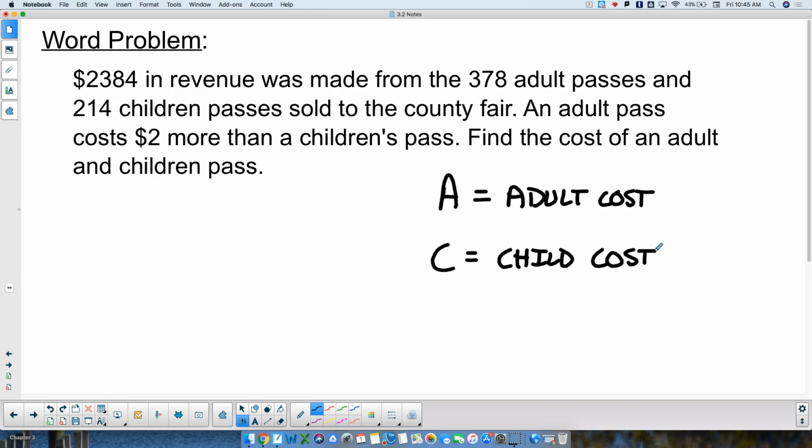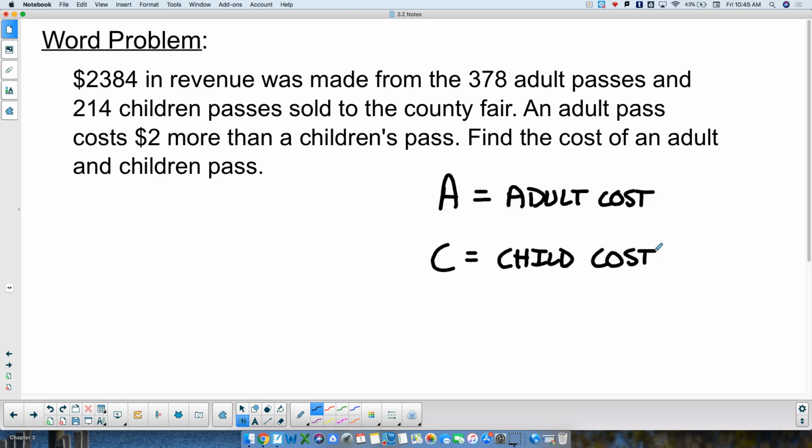Relate it to the problem. Sure, I could have used X as the cost of an adult, Y as the cost of a child, or vice versa. But relate it back to it. Okay? So I need to see that definition of your variable so that you know what you're talking about.